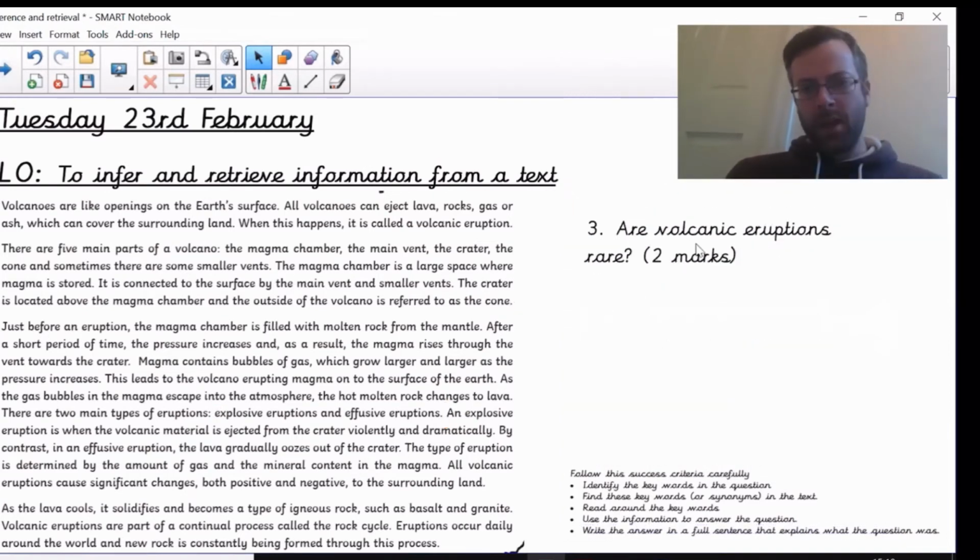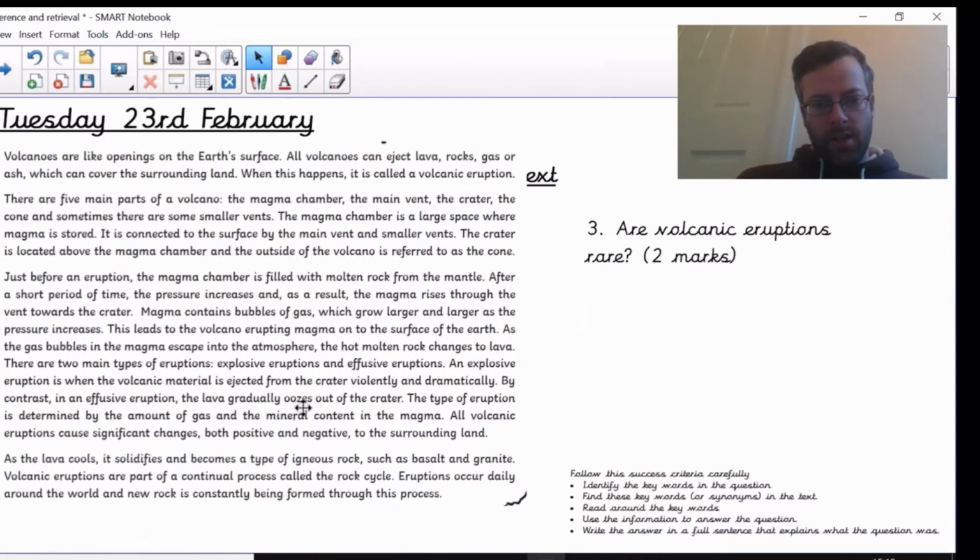Okay, last question. Are volcanic eruptions rare? Now I know that so far in the text, there's been no mention of that. So I'll keep going. The type of eruption is determined by the amount of gas. All volcanic eruptions cause significant changes. As the lava cools, it solidifies and becomes rock such as bauxite and granite. Volcano eruptions are part of the natural, continual process called the rock cycle. Eruptions occur daily around the world. So if they're happening daily, are they rare? If it happens every day, no.